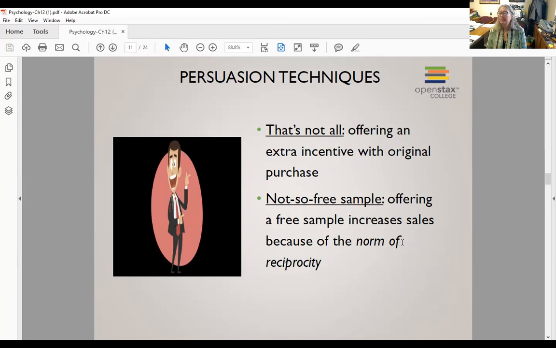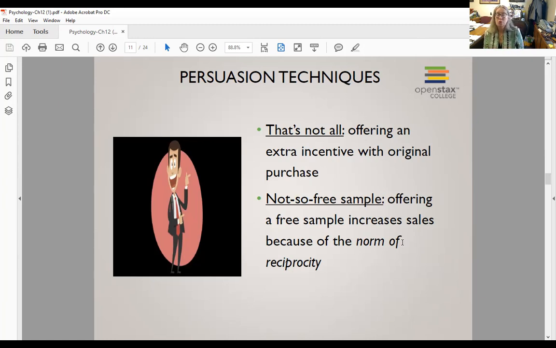It works though. And then there's the not so free sample, when we offer a free sample beforehand, which will oftentimes increase sales. If someone gives you something and then starts talking to you, it's going to be harder for you to say no to their request, because again, this norm of reciprocity. They began by giving you something, so now you feel like you owe them something. They handed you a cookie before you started talking, now you feel like you need to say yes.